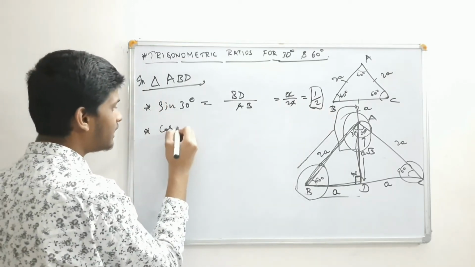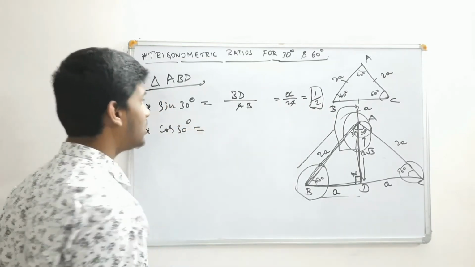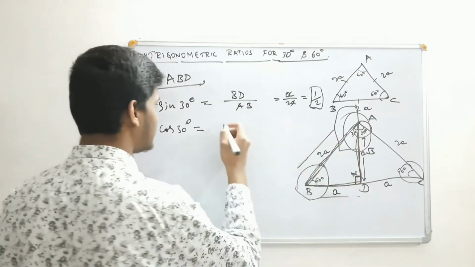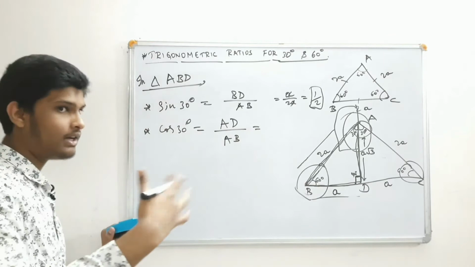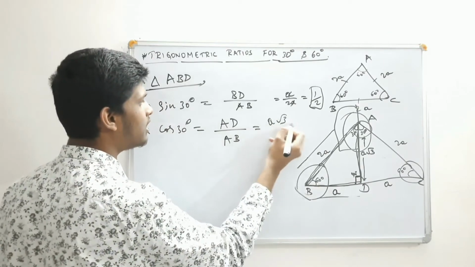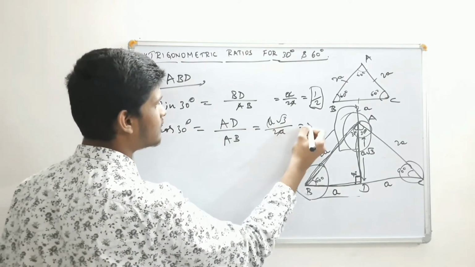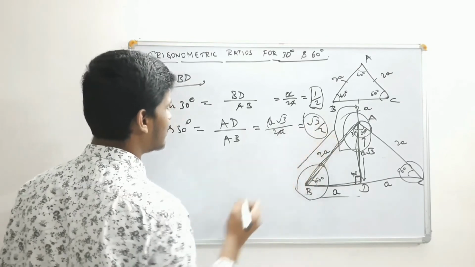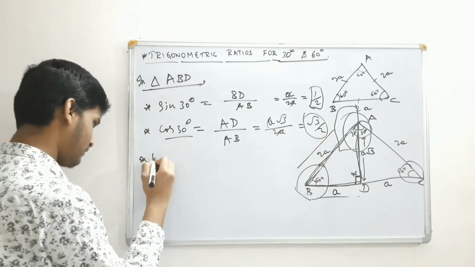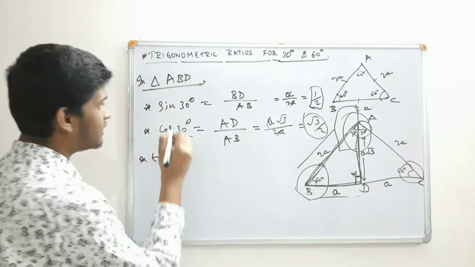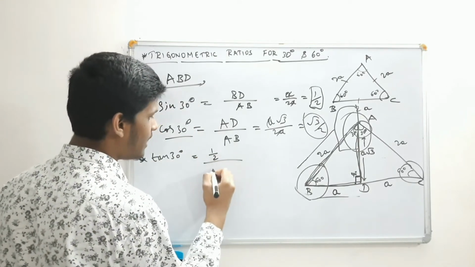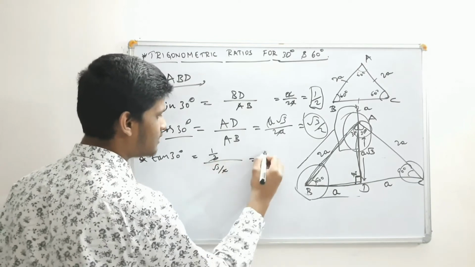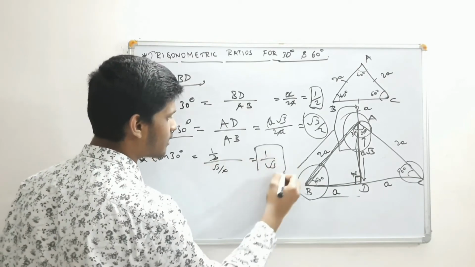Next, if you come to cos 30 degree, what is cos? Adjacent side, this time it's AD divided by AB. So what is AD? AD is A root 3 by 2A, A gets cancelled, root 3 by 2, and this is cos 30 degree. And next, if you come to tan 30 degree, it is sine 30 degree by cos 30 degree, that means 1 by 2 by root 3 by 2, 2 gets cancelled, we will be left with 1 by root 3 also.